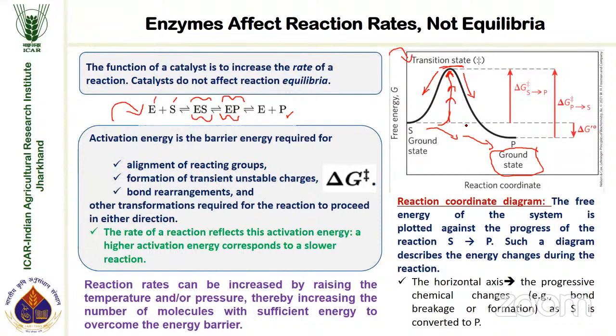A very famous example: in a class, a teacher teaches many students with the same content and the same methodology, but why do all not perform well in examinations? The reason is the activation energy, the energy barrier. If a student's energy barrier is very high, the energy the teacher provides is not sufficient to reach the threshold level and become the product.